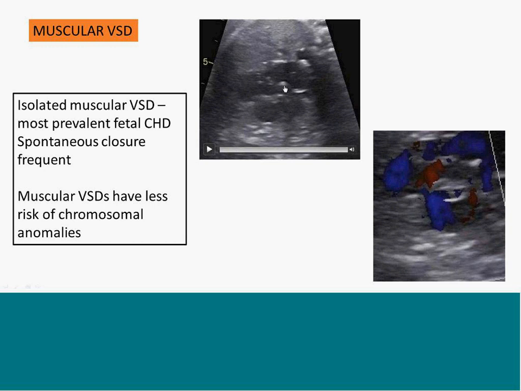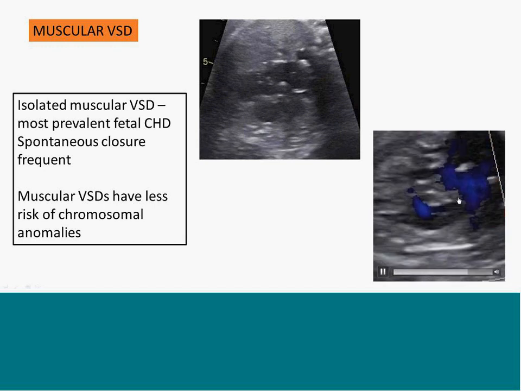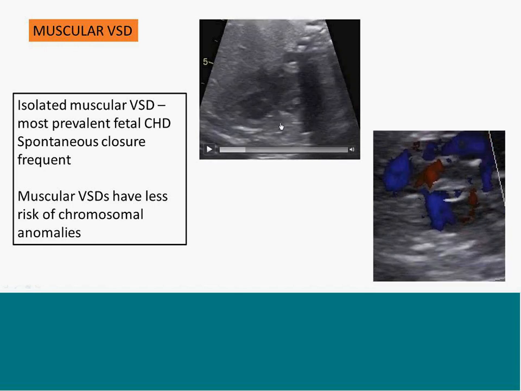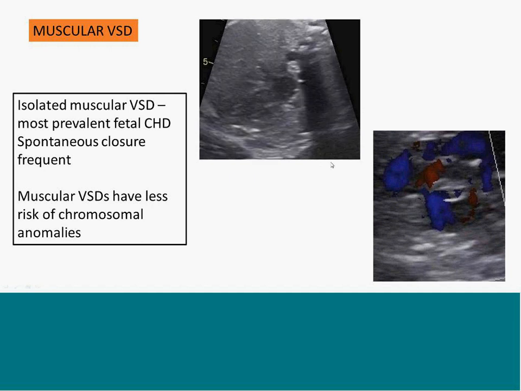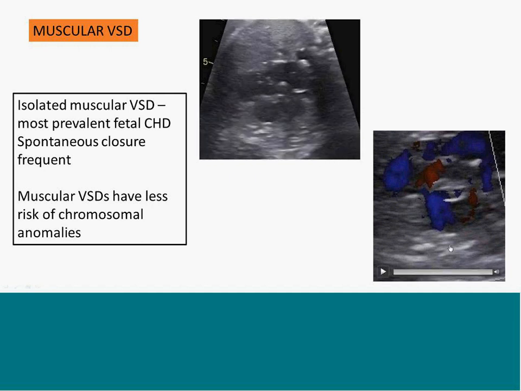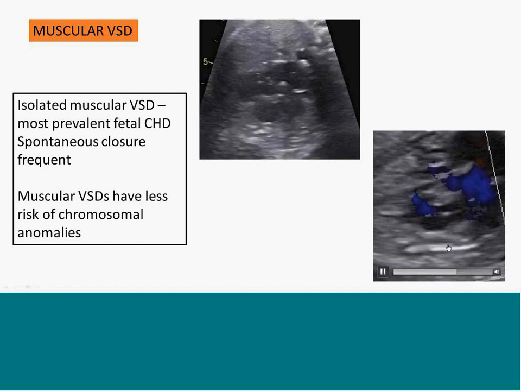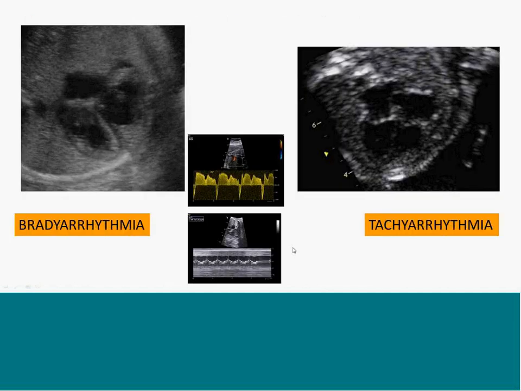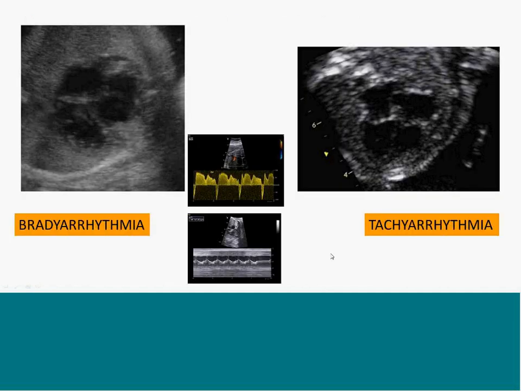These are isolated muscular defects, and the incidence of muscular defects is much higher in fetal life. Lots of these VSDs will close even during gestation. Muscular VSDs do not have any more implications because associated chromosomal anomalies are much less. If the VSD is a part of atrioventricular septal defects, we have already discussed the interventricular septal defects in AVSD.